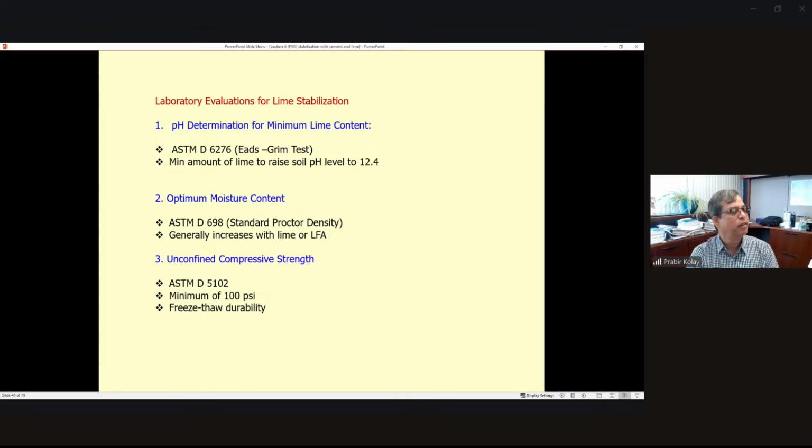Optimum moisture content you can also find out, with the standard Proctor test. And the UCS test, the minimum is around 100 psi, pounds per square inch, for the UCS strength of stabilized soil. Again, we need to check that. Mostly it is 50 to 100 psi, depending on the situation. And there is a standard code you need to use for stabilized soil.